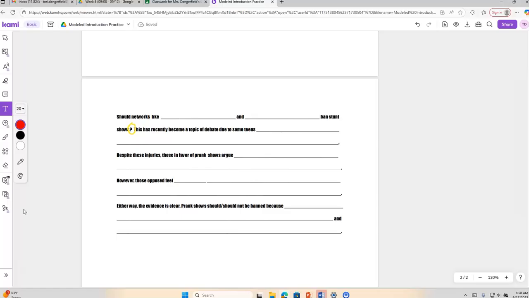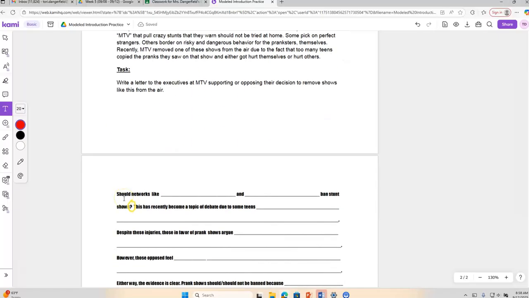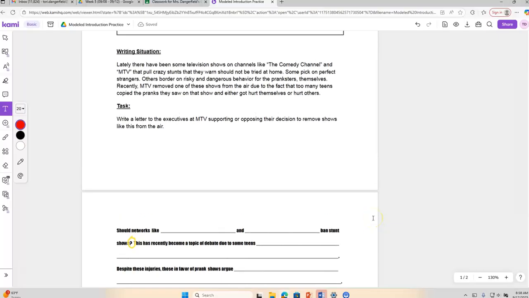So when you're writing your introduction paragraph, my advice is always going to be to work smarter and not harder. So here's what I mean by that. You can get lots and lots of information from the prompt itself that's going to help you write your introduction paragraph. So what I mean is, like here, should networks like blank and blank ban stunt shows? We can go back to the prompt and see what networks, what channels were discussed, and we can use those to fill in our blanks.